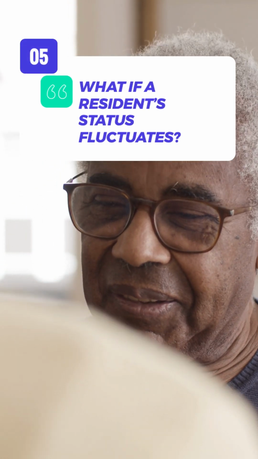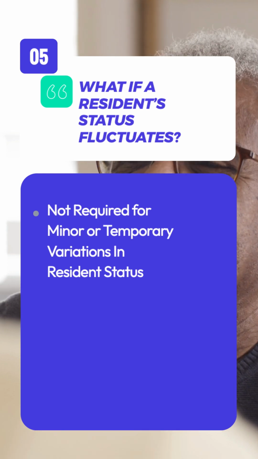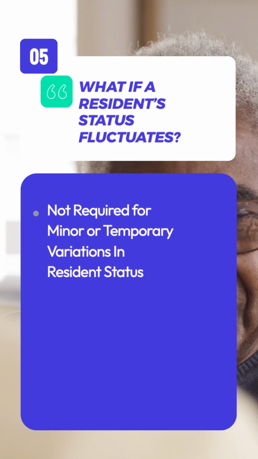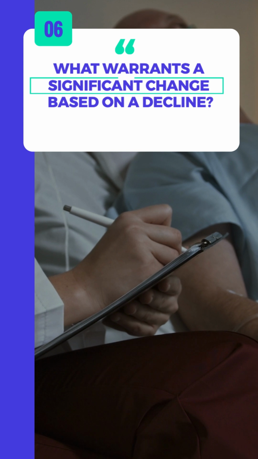What if a resident's status fluctuates? This assessment is not required for minor or temporary variations in resident status, and in these cases, the resident's condition is expected to return to baseline within 2 weeks. What warrants a significant change based on a decline?